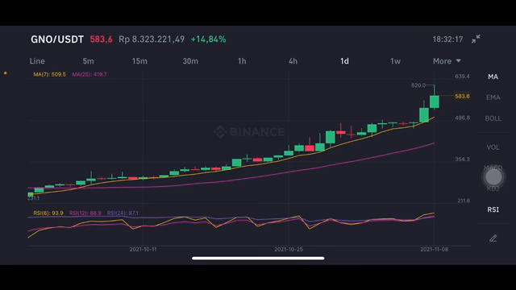For the moving average here, the price is still above it. If there is a correction first, the first support should be at the yellow one, 509, but you can enter the market slightly at 500 or below that point.